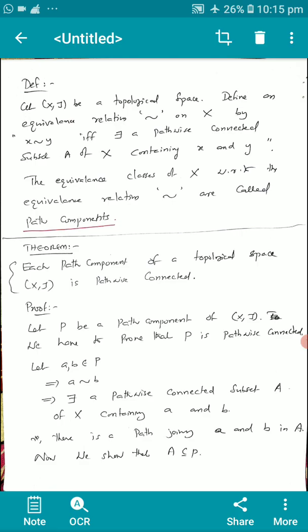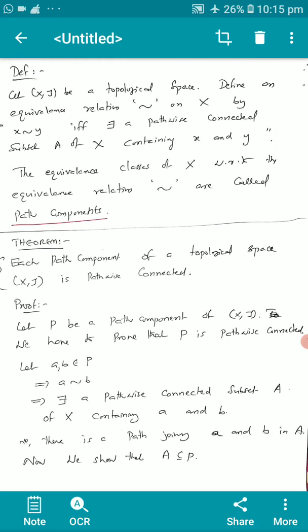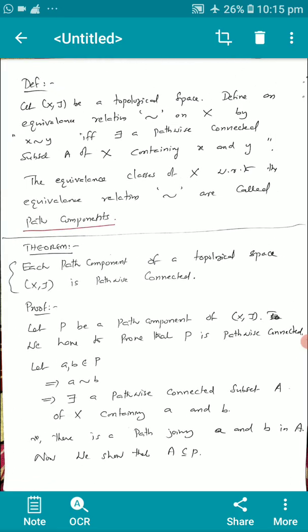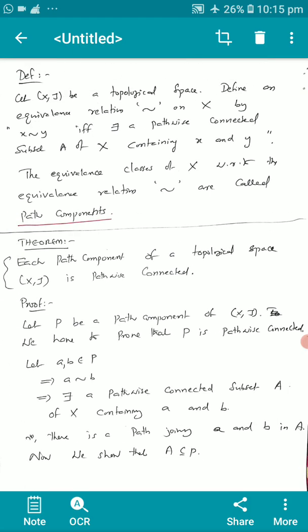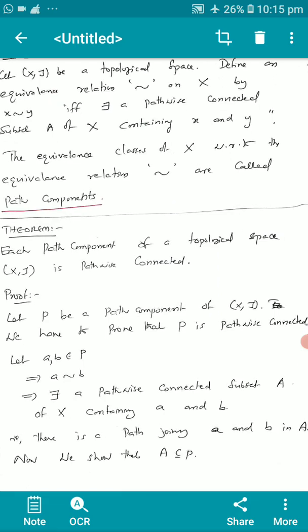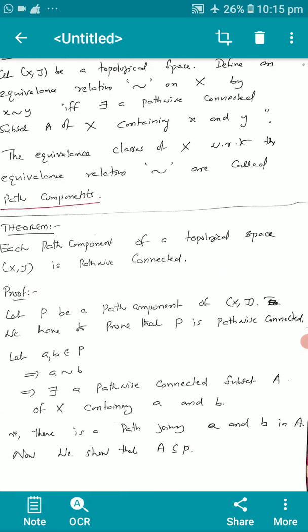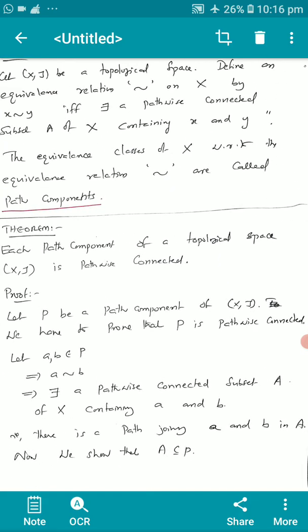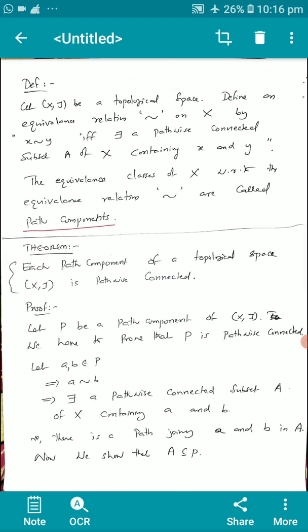Theorem. Each path component of a topological space X is pathwise connected. Let P be a path component of X. We have to show that P is pathwise connected. Taking 2 points a, b in P, simply a tilde b. That is, there is a pathwise connected subset A of X containing a and b. That is, there is a path joining a and b in A.